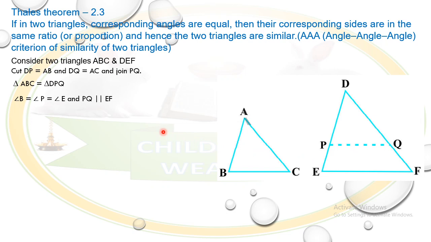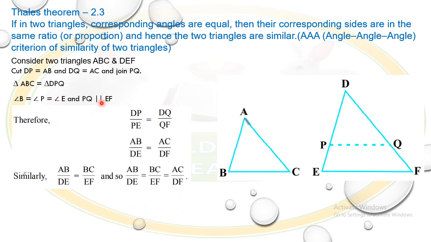And also we can say, since DP and DQ are proportional to DE and DF, from Thales theorem 1 we can say PQ is parallel to EF. That's what we have written over here. Therefore from Thales theorem we can write DP divided by PE is equal to DQ divided by QF.